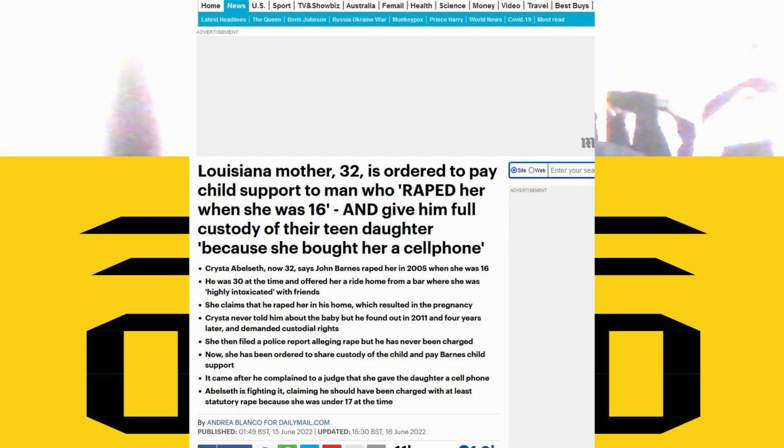There was a case, and if I find it, I will show you guys. They made this lady who was raped when she was 16 pay child support to a rapist because she bought a mobile phone for her daughter. Yes. People, if you vote against your own interest, that is what you get. Because you hate somebody, that is what you get. So a lot of people in America have been hurting because of the Republicans.